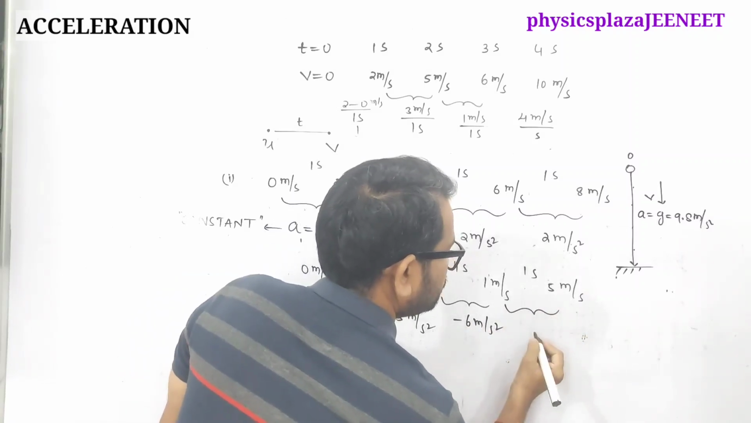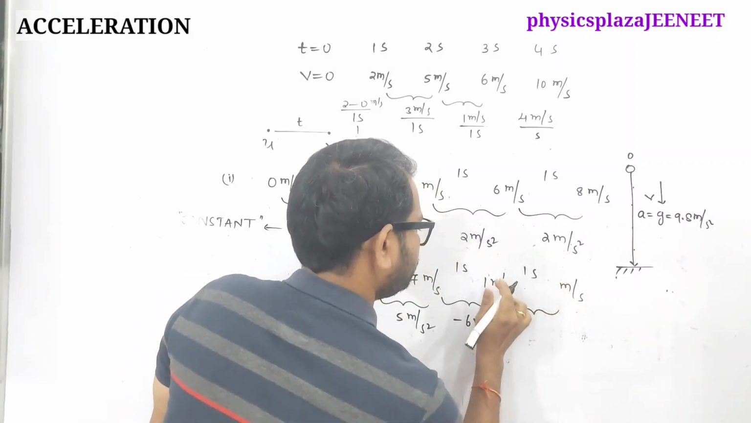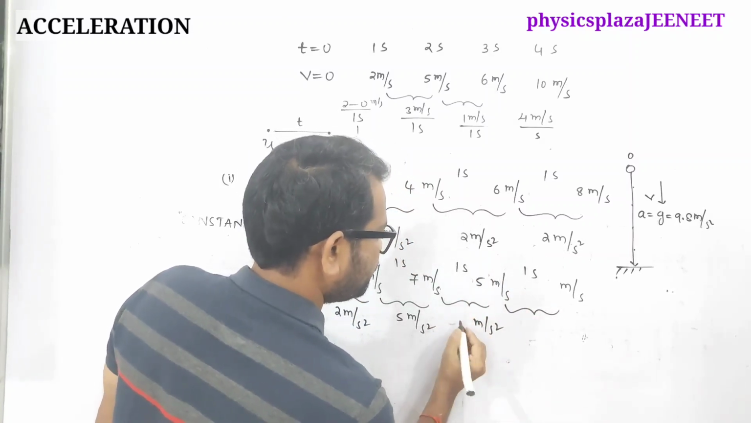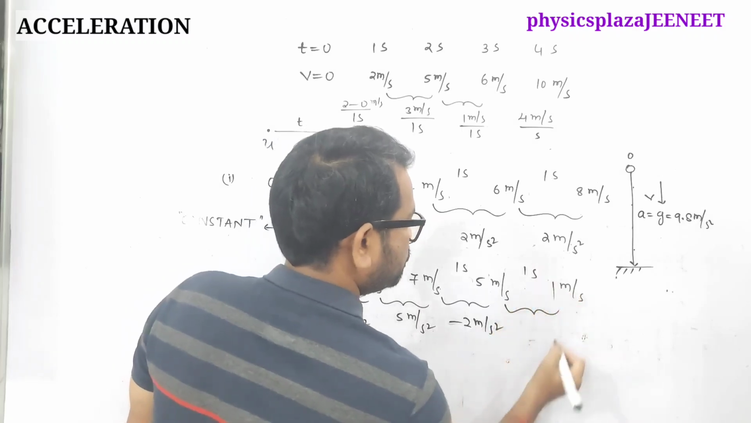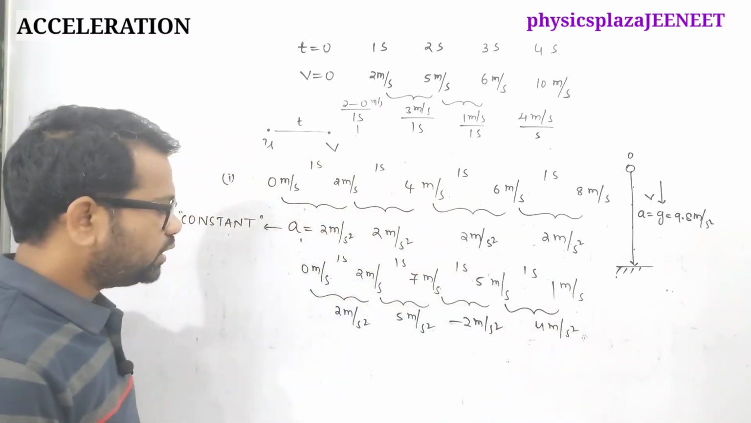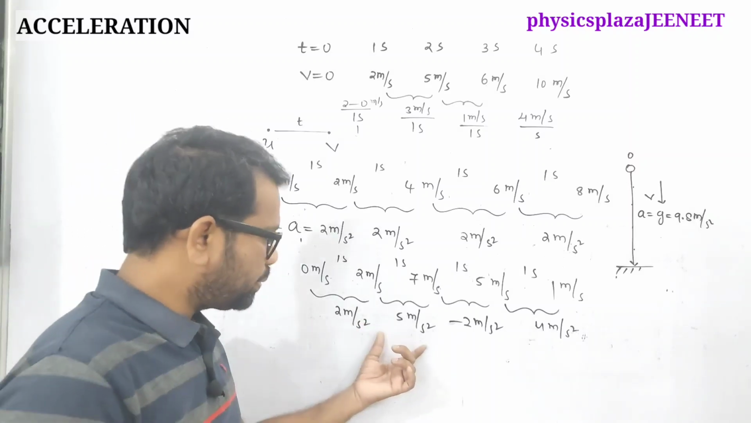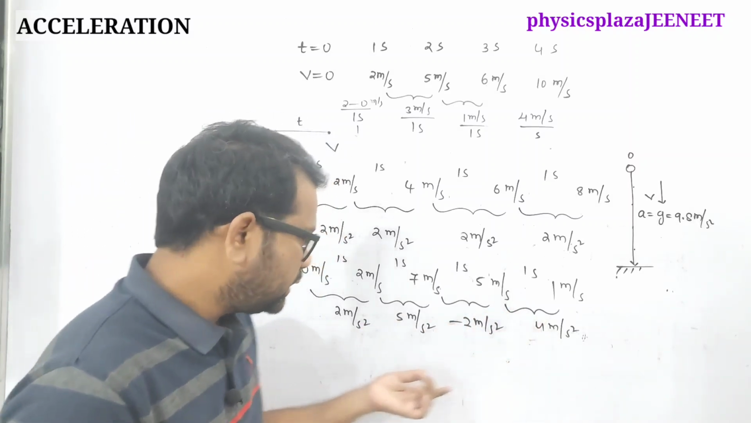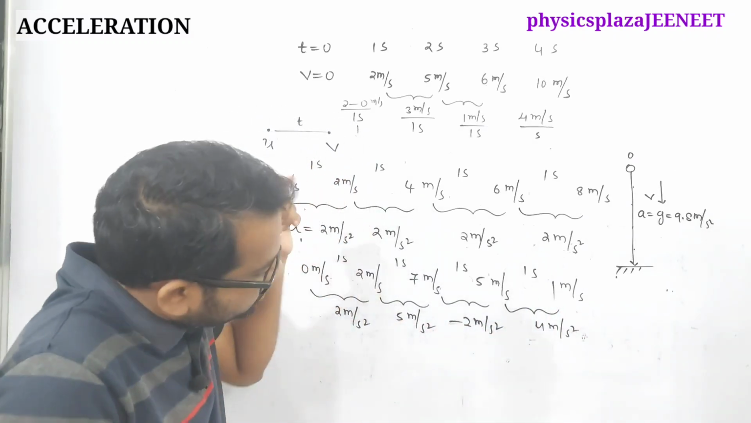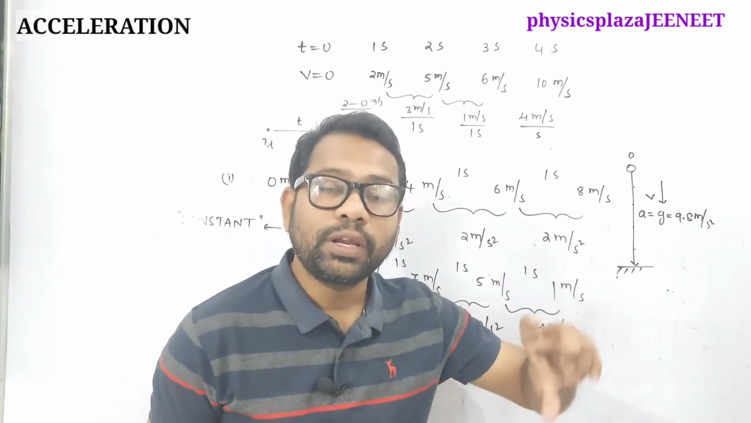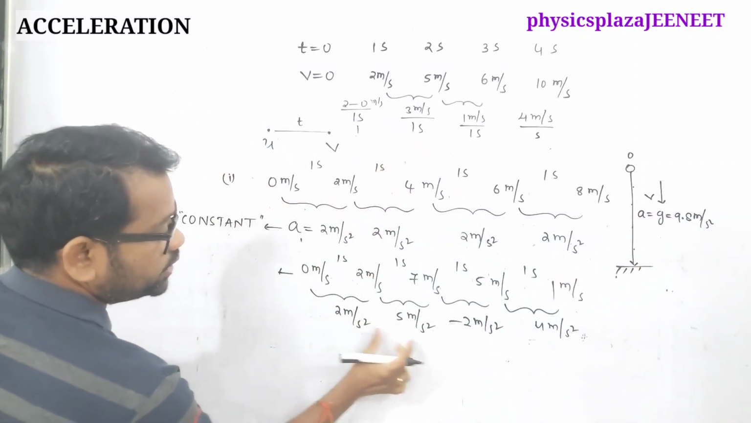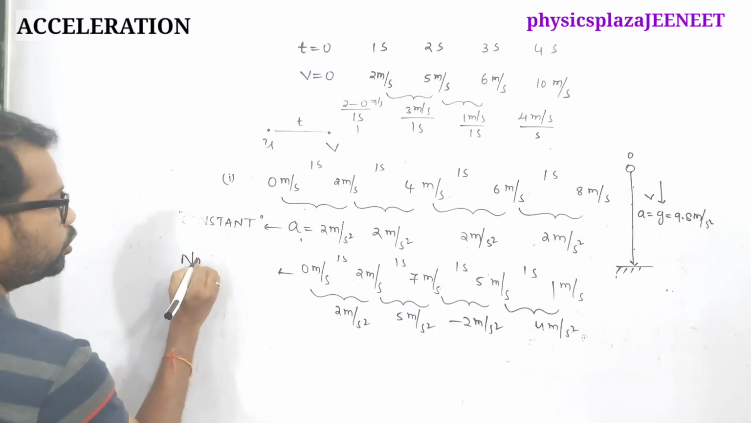And here, let us take 5 meter per second. So, this can be minus 2. And here let us do 1. So, this will be 4 meter per second square. So, children, here 2 meter per second square, 5 meter per second square, minus 2, 4. There is no uniformity, right? Here there is a change in velocity, but not in a uniform manner. Such an acceleration we can call a non-uniform acceleration.